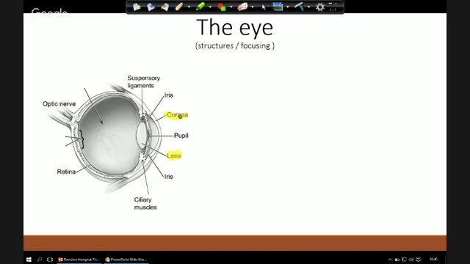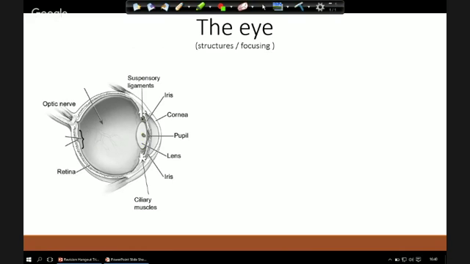The cornea can't change shape though. So the cornea does lots of focusing, but the actual fine tuning of it to get the image to project on the retina is going to be done by the lens. Now the lens itself can't change shape. It has to be changed shape by the ciliary muscles and the suspensory ligaments. Now, the ligaments are always holding the lens flat. So the ligaments, when they're taut, they're holding the lens flat.